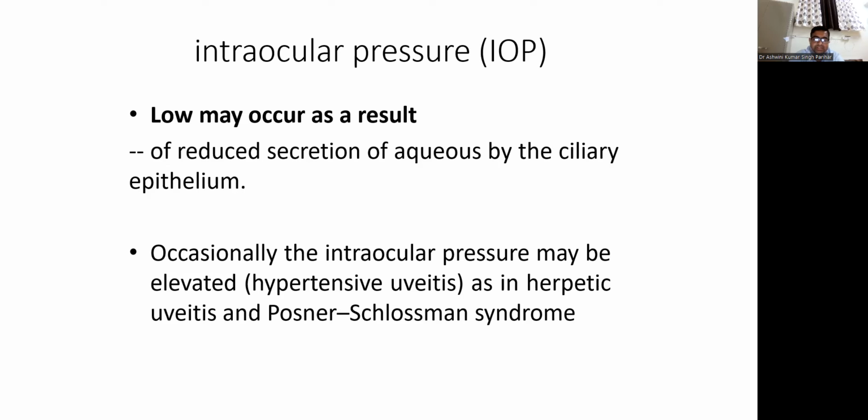But sometimes uveitis can lead to low intraocular pressure also, which I have mentioned. When there is a severe affection of the ciliary body, there is reduced secretion of the aqueous humor, and when the aqueous humor is not getting produced, it can lead to low intraocular pressure. Occasionally, the intraocular pressure may be elevated. The mechanism we have already seen in case of severe ring synechiae or severe posterior synechiae formation, as in herpetic uveitis and Posner-Schlossman syndrome.